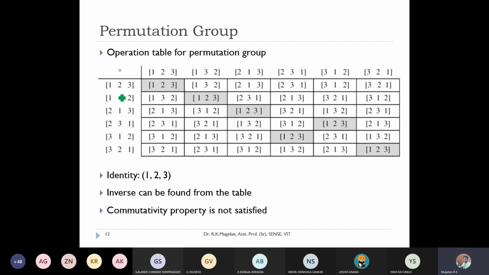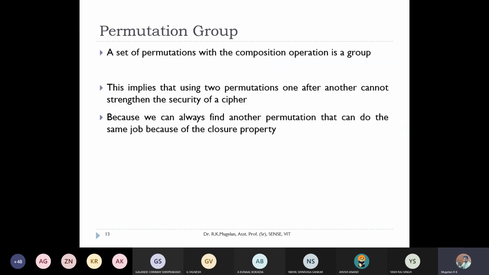Okay, for example, if you use this as the first one and this one as the second one, I can simply go with this one directly. Or if you go for 2, 3, 1 versus 2, 1, 3, if I replace it with 1, 3, 2, it performs both the operations of this one and this one. So here they want to conclude that even if you go for 2 permutations, one after another, it is not going to strengthen the security, because we can always replace the n number of permutations with a single permutation value itself. Okay, because the permutation boxes satisfy the closure property.